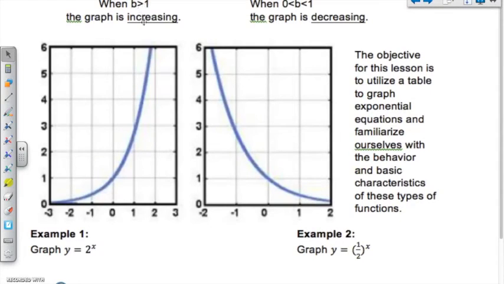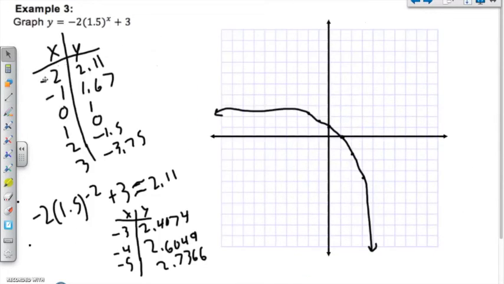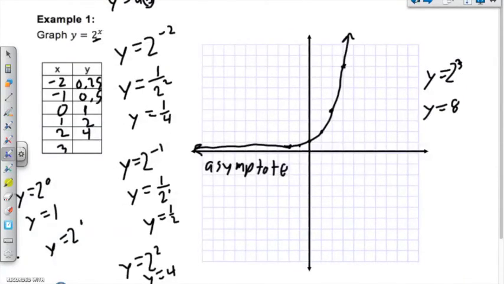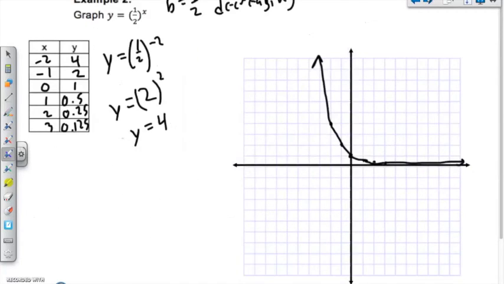Now, if we go back to our very first slide, or second slide, we had said earlier that when b was greater than 1, our graph should be increasing. And when b was between 0 and 1, it should be decreasing. If we go back and look at this, we had a b of 1.5. So that should have told us that we should have been increasing. Now, we did graph this correctly.